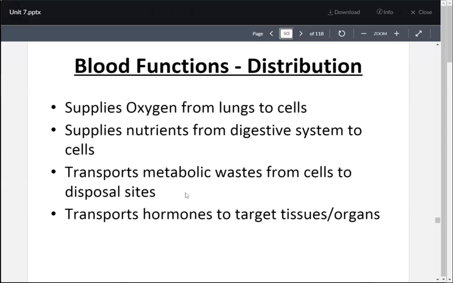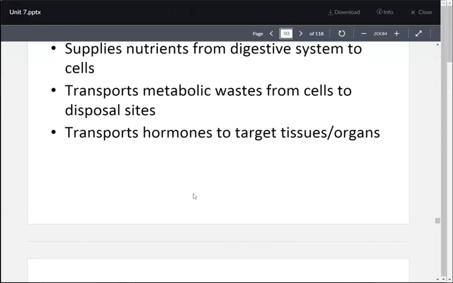Moving into blood. So, blood, as a generic whole, is going to supply oxygen from the lungs to the cells, supply nutrients from the digestive system to the cells, and take metabolic waste from cells to the various disposal sites, such as the large intestine and kidneys, to name the two big ones. And then it's also going to be involved in transporting hormones to the various target tissues or organs, depending on the hormone in question.